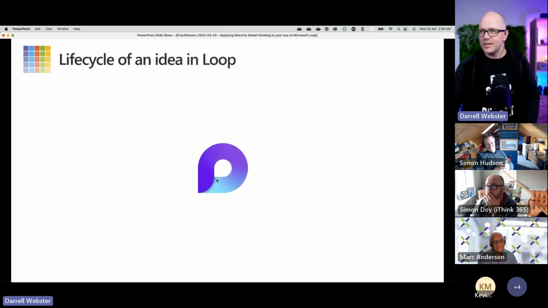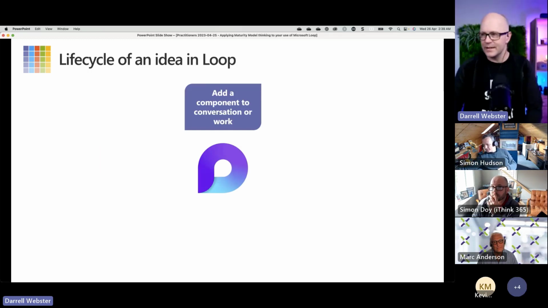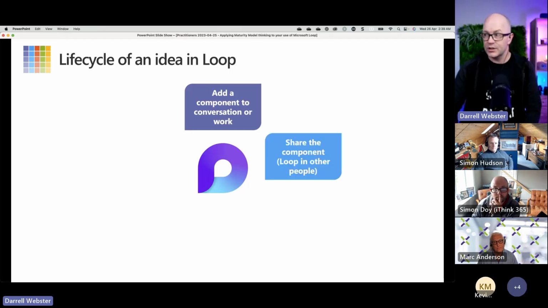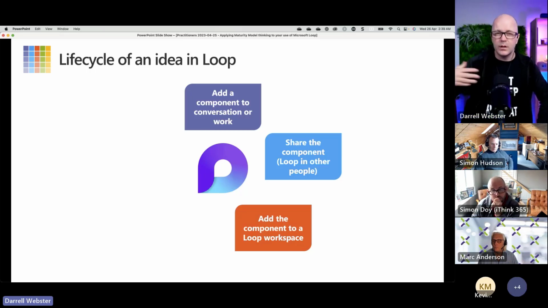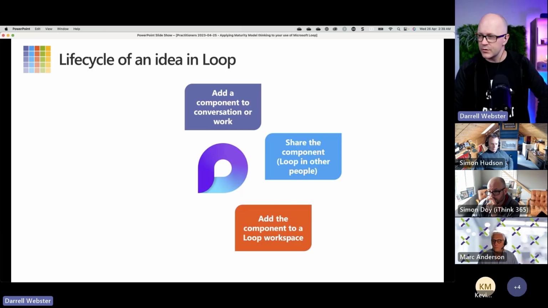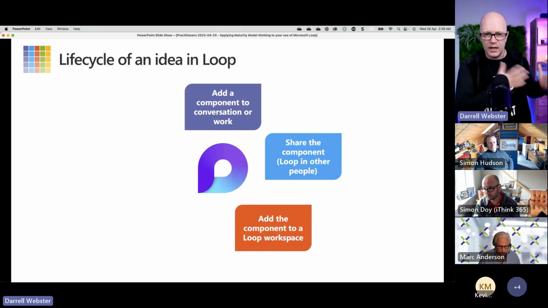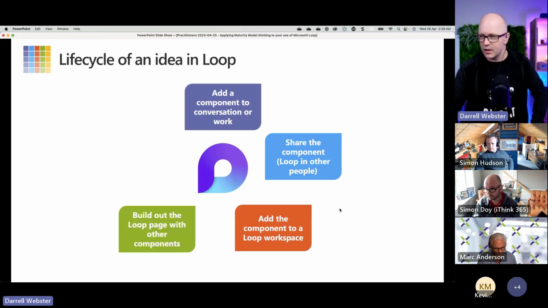But what does that look like in terms of Loop? Well, in that early idea phase, we add a component to a conversation or the place that we're working. We share that component and loop in other people. So that could be where it's Simon and I, and then we loop in Marc or whoever else to add to the expertise. Then we add the component to a Loop workspace. Yeah, we could add more people into that one single Loop that's living in my OneDrive, but I'm beginning to attach that Loop now to the workspace, making it available for the team that's already working on a similar idea or whatever, and it's much easier to share it that way.